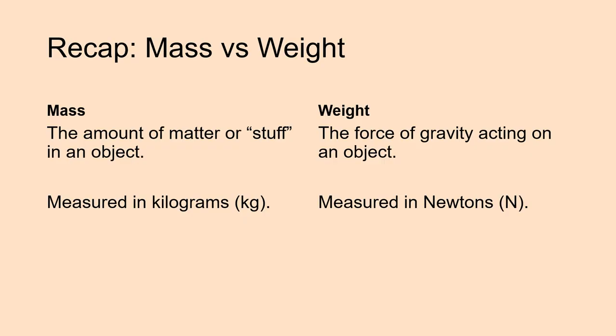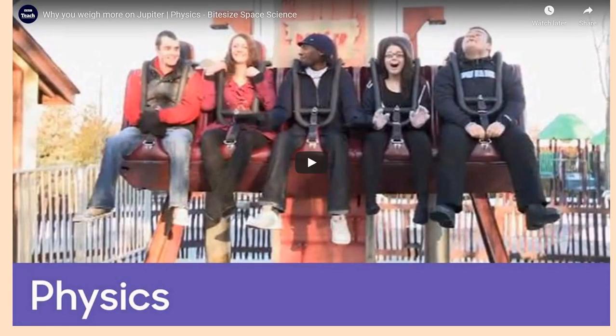Okay, here's a quick recap of some stuff you'll have learnt in the space topic before Christmas. Here it shows the difference between mass and weight. The mass is the amount of matter or stuff in an object, and it is measured in kilograms, whilst the weight is the force of gravity acting on an object and is measured in newtons. Please go back to the Padlet and have a look at the video that compares the weight and mass on different planets.